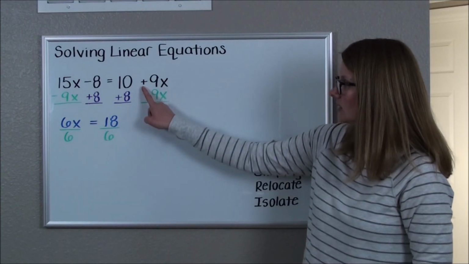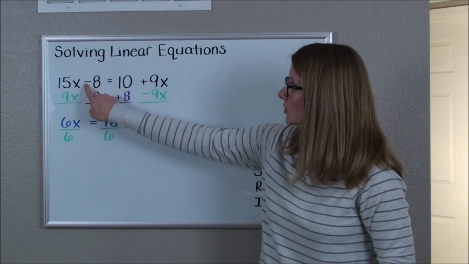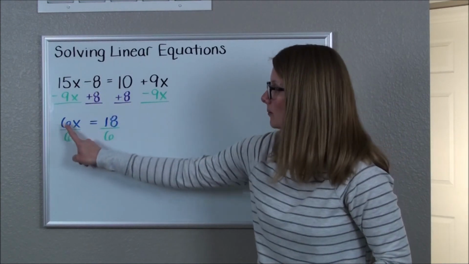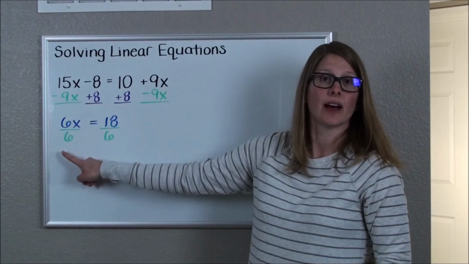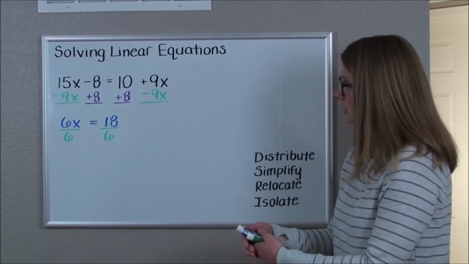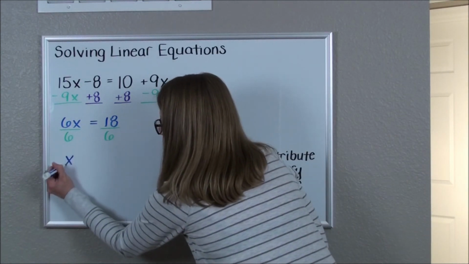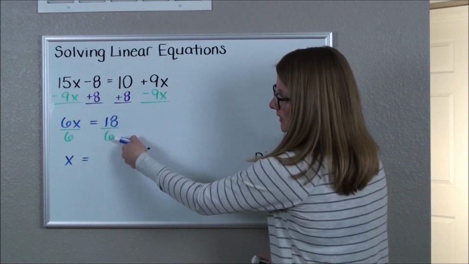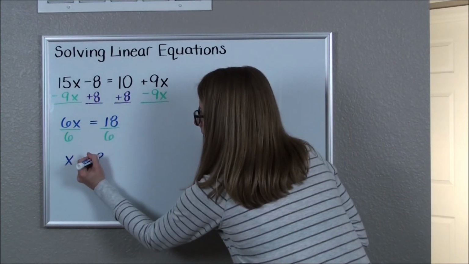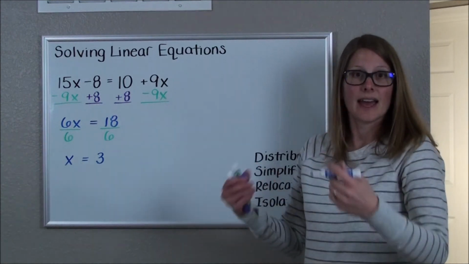So again, where we had addition, we subtract. Where we had subtraction, we add. Where we had multiplication, we now divide. We always use the opposite operation. And so 6x divided by 6 is just x equals, and then 18 divided by 6, we get 3. And we now see that x equals 3.